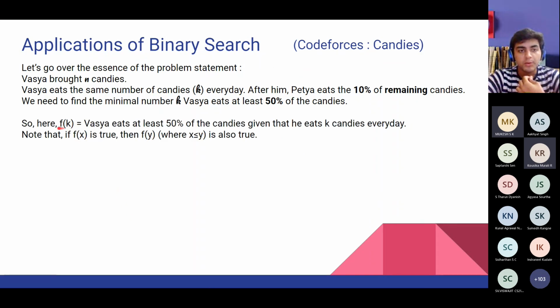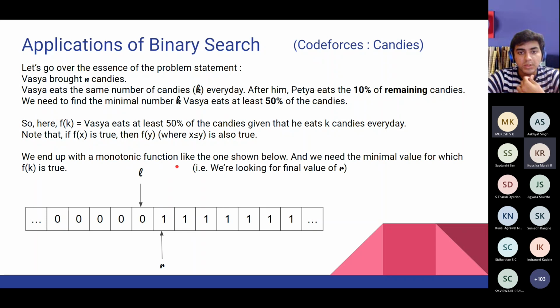So here our Boolean function f of k is: Vasya eats at least 50% of the candies given that he eats k candies every day. And if f of x is true, then f of y, where y is greater than or equal to x, is also true. So we end up with a monotonic function like the one shown here. For a given value, if it's true, then it's true for all the values greater than the given value. And we need to find the least value such that our function is true. So again, we'll try to get our pointers in the adjacent form, R equal to L plus 1. And in this case, f of R should be true and f of L should be false.